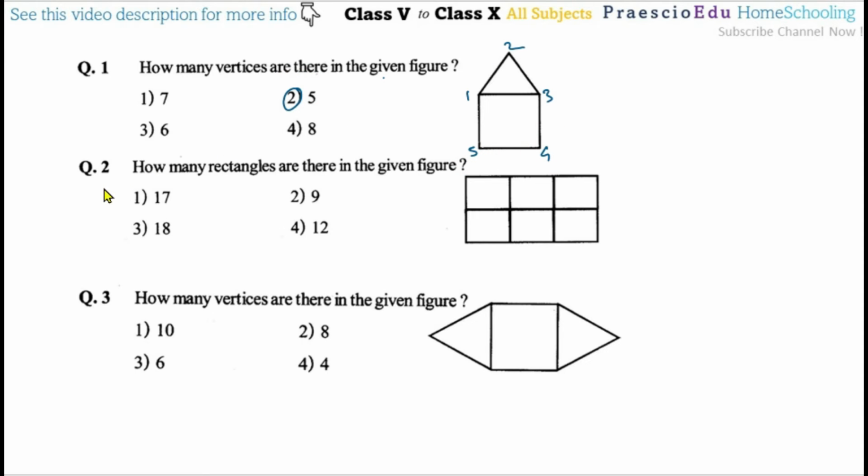Then question number 2: how many rectangles are there in the given figure? So for rectangles we have to count like our previous topic. So here 1, 2 and 3 in column and 1, 2 in row. So 1 plus 2 plus 3, this is the addition, and for rows the addition means 1 plus 2. So this is 6 and then multiply with 3, so 6 threes is 18. So in total 18 rectangles can be formed. So 18 is option number 3, the correct one.